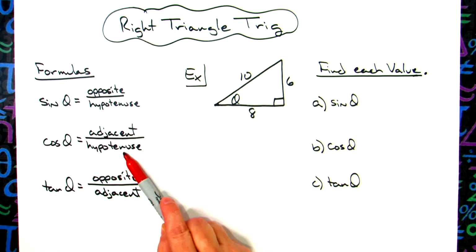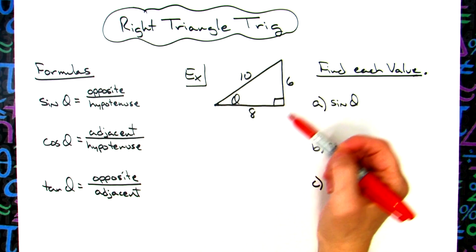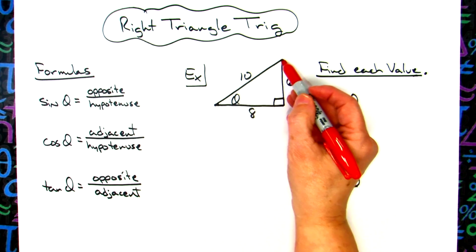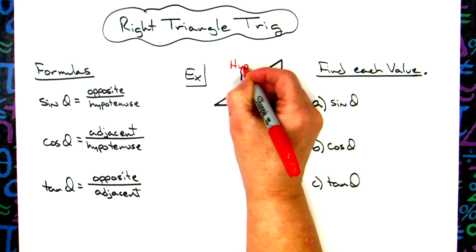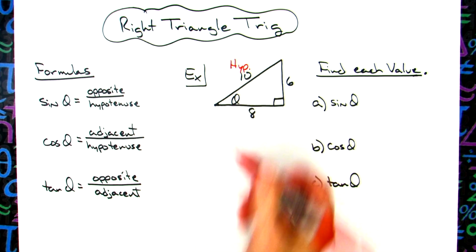Cosine is adjacent over hypotenuse. Tangent is opposite over adjacent. Okay, so the way we label the sides will be dependent upon where our theta is. Now, the hypotenuse, which is this side right here, I'm going to abbreviate there, that's the hypotenuse of the right triangle. It's always across from the right angle.